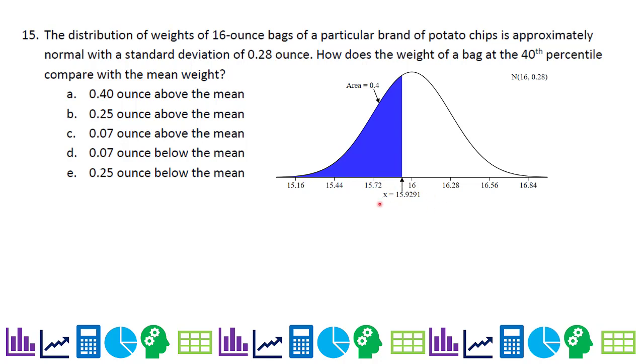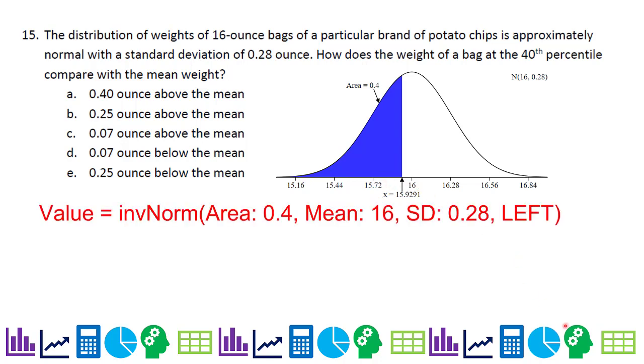So I need to find what is the cutoff value with 40% of the area to the left. So you can see I did find it here with the Stapplet, but this is how we find it on the calculator. Value equals inverse norm. The area is going to be 0.4. The mean is 16, and the standard deviation is 0.28, and we're looking at left area.